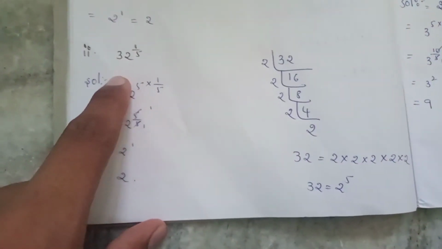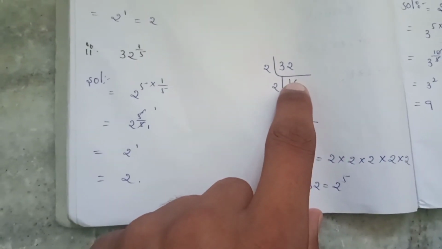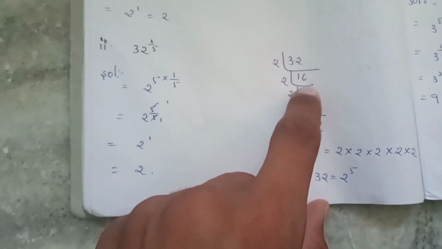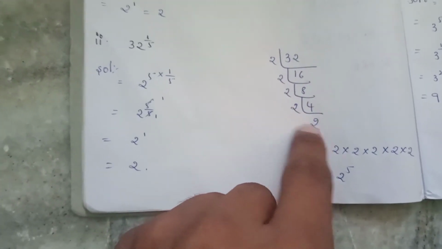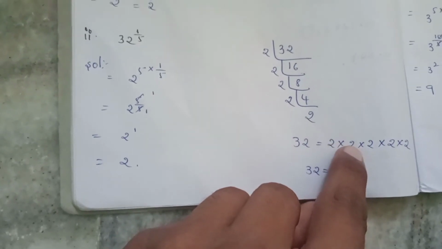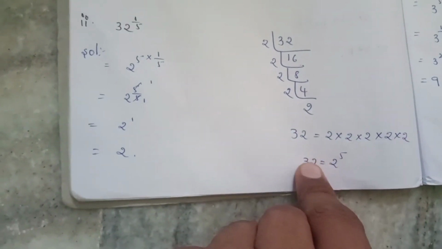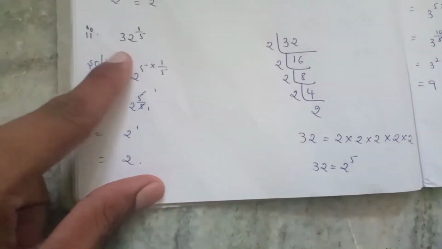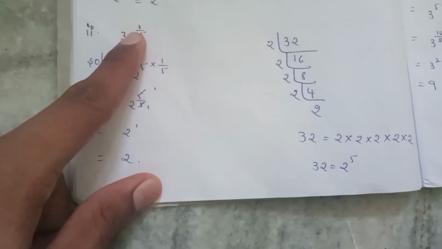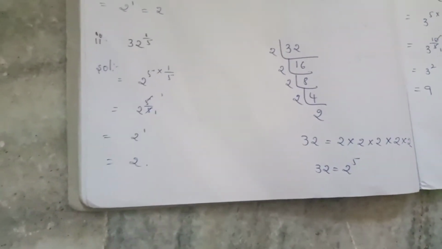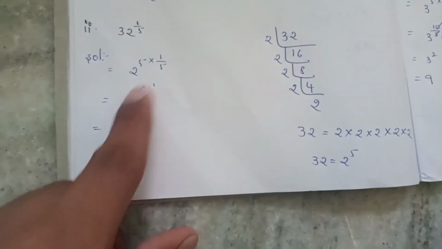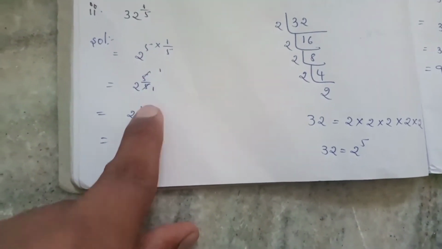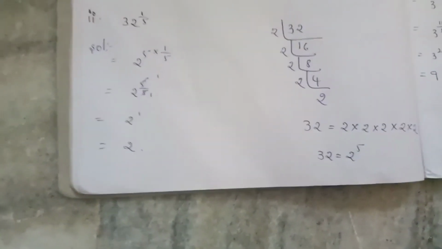See, second one. 32, in prime factorization, how can we write it? 2 16s are 32, 2 8s are 16, 2 4s are 8, 2 2s are 4. 32 can be written as 2 into 2 into 2 into 2 into 2. How many 2s are present here? 5 2s. So 32 can be written as 2 power 5. What is given here? 1 by 5. 2 power 5 into 1 by 5. 5 1s are 5 by 5. 2 power 1 is nothing but 2 only.